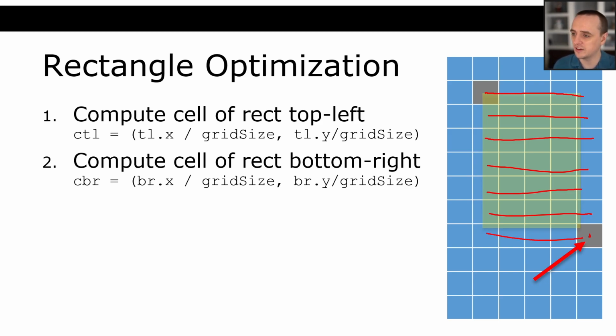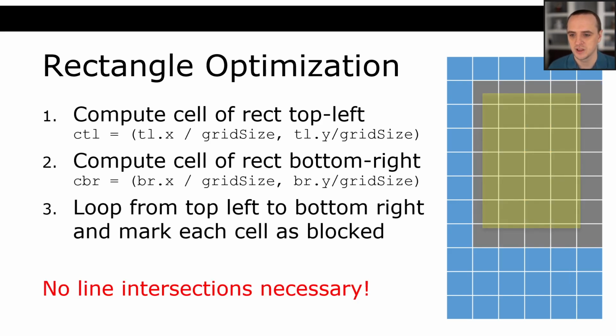So we just loop over the x direction and we loop over the y direction from the top left to the bottom right. And we mark each of these cells as blocked. And that's exactly what we do in the assignment, okay? You're going to have to implement this part for computing the space representation, which is the navigation mesh or grid of our environment.